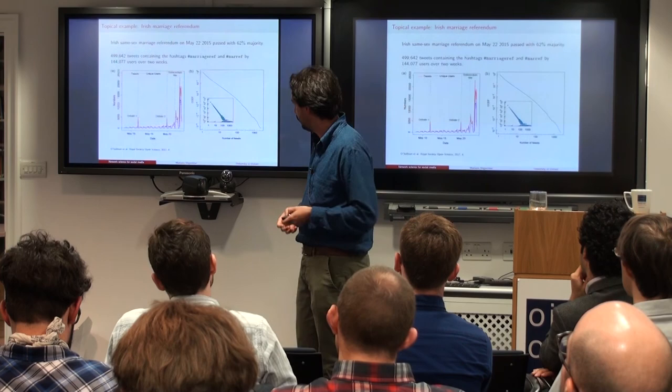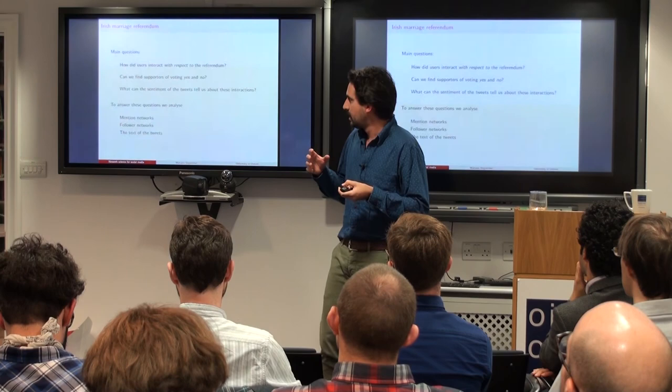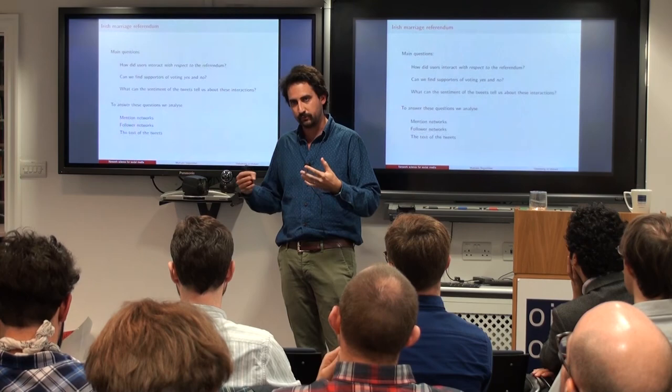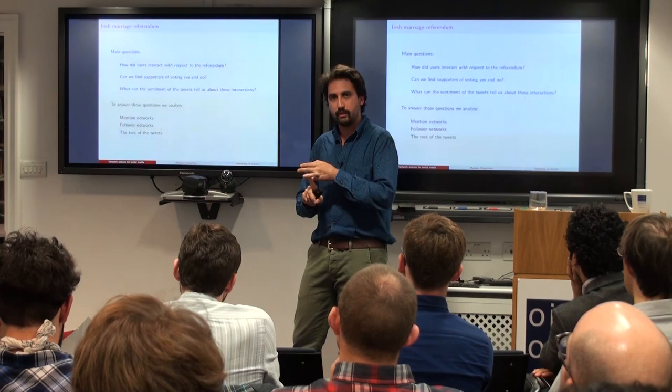And the main questions we wanted to ask from this data set is, how do people interact in the context of the referendum? Can we find supporters of voting yes and no based on their interactions? And how can we employ the sentiment of the text of the tweets in this analysis? So for this, we're going to analyze two networks, the mention networks and the follower networks. And we're also going to look at the text of the tweets, which is something that we hadn't done before.